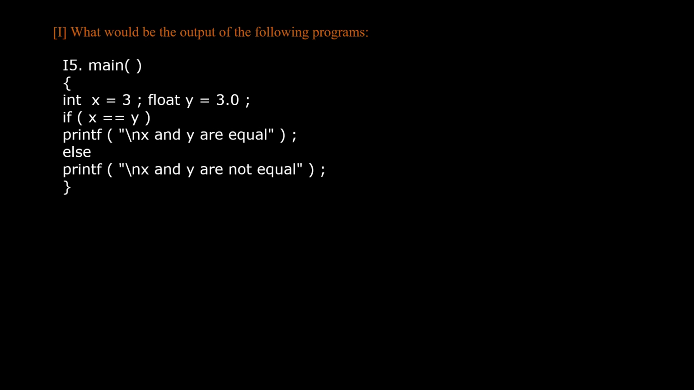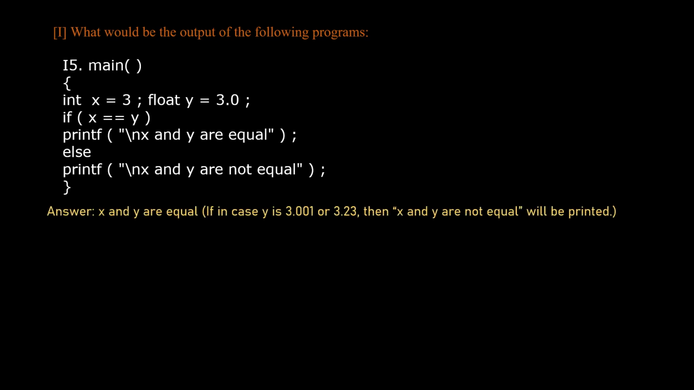Next question: x is 3, y is float 3.0. Which one would get printed? Will it throw a compilation error if we compare x and y, which are two different storage types, two different keywords? Let's see. No, it is not going to throw an error. It compares, and "x and y are equal" will get printed. In case y is 3.001 or 3 point anything else, then the else would get executed.